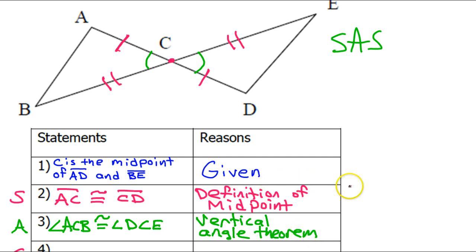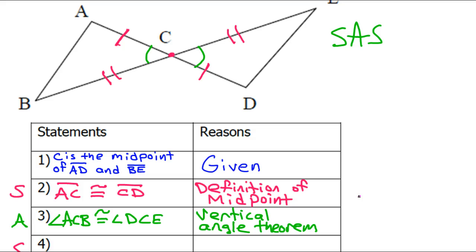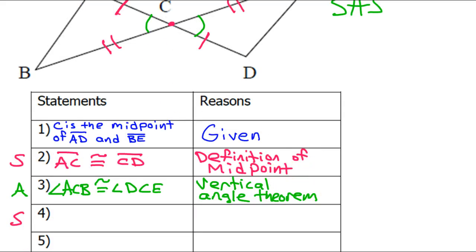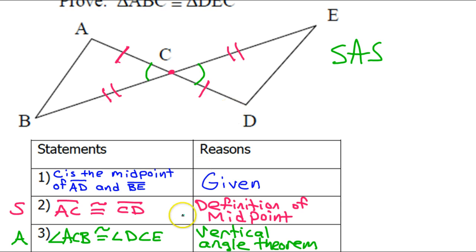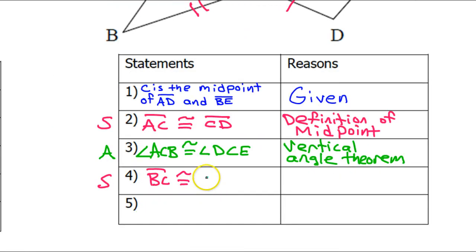Okay, and then once again we need the other pair of sides. So BC is going to be congruent to CE. And again, that's definition of midpoint.